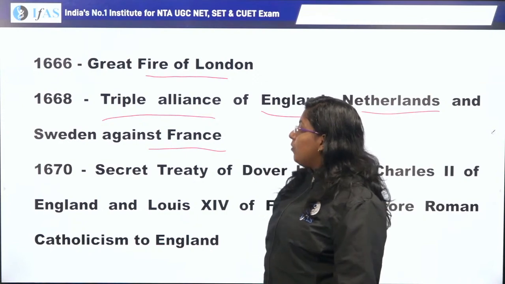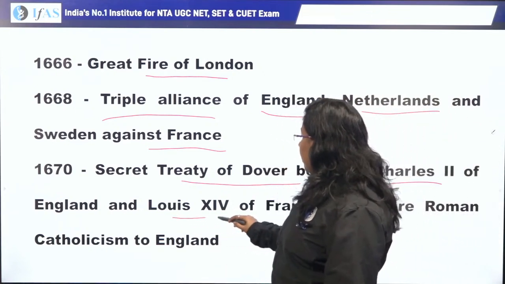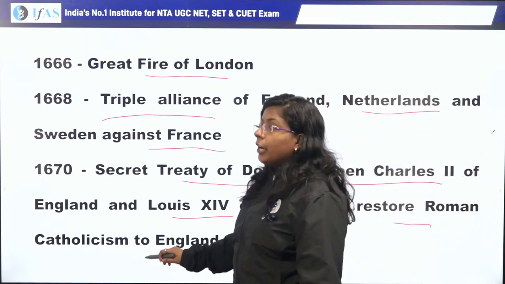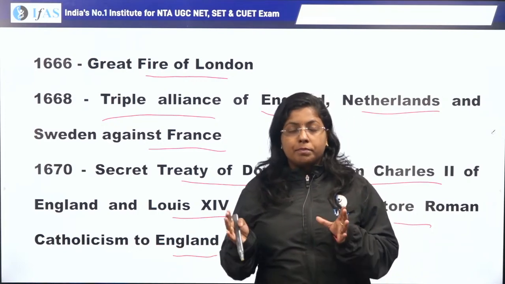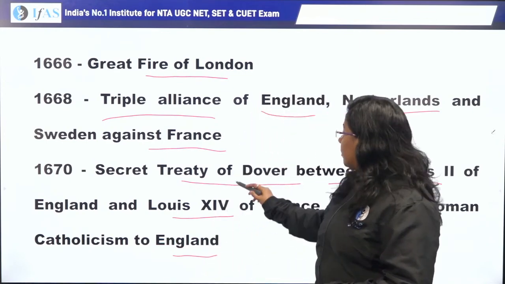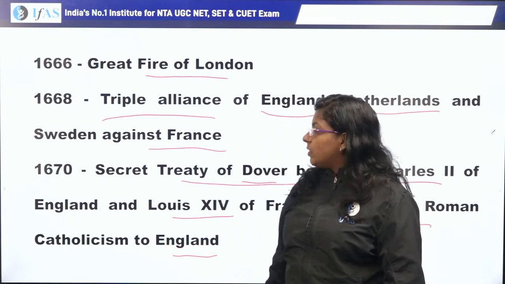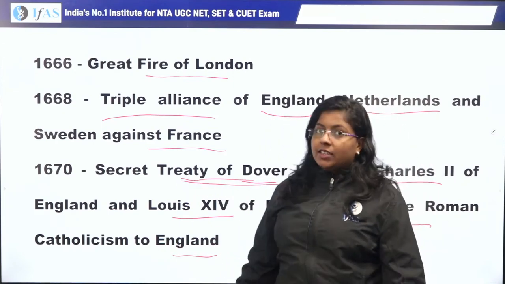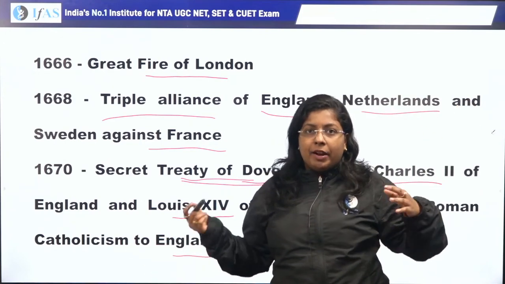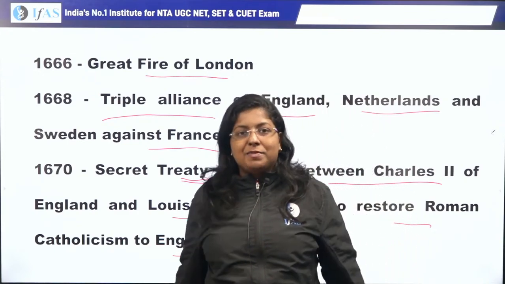Then we have a secret Treaty of Dover between Charles II of England and Louis XIV of France to restore Roman Catholicism to England. Dover Beach, right? Matthew Arnold's Dover Beach. The sea connects England and France. That's why from the cliff of Dover Beach, Matthew Arnold wrote the poem Dover Beach, right?